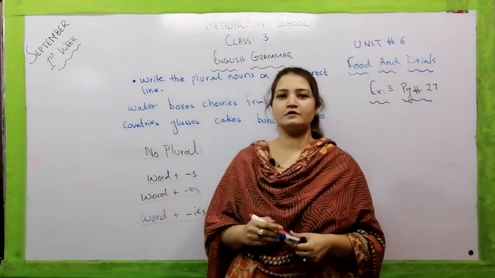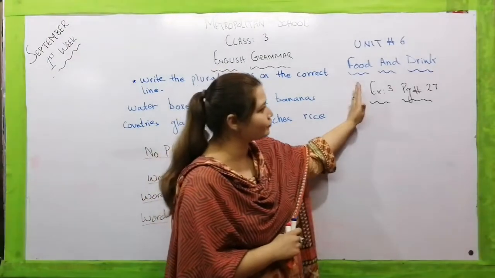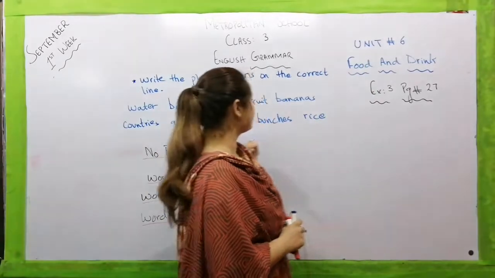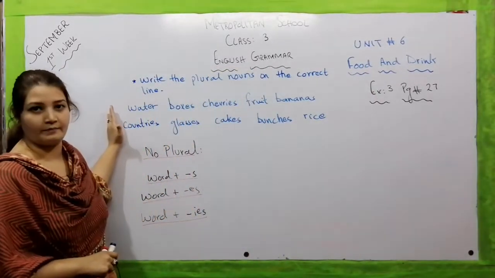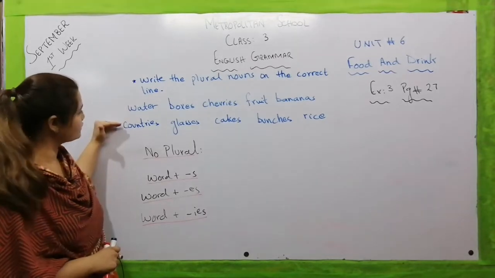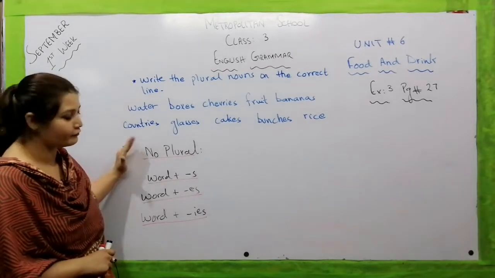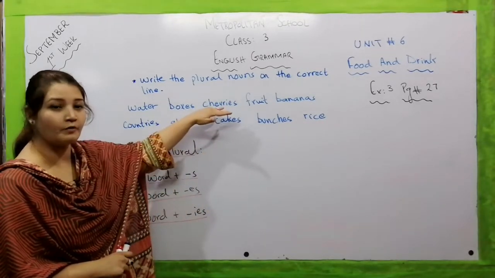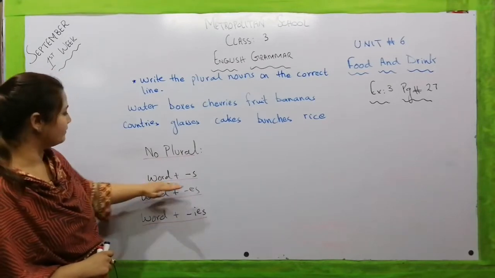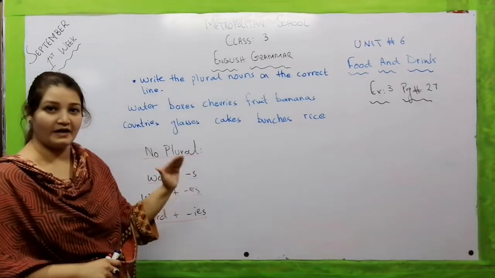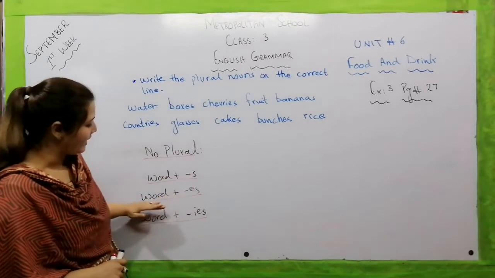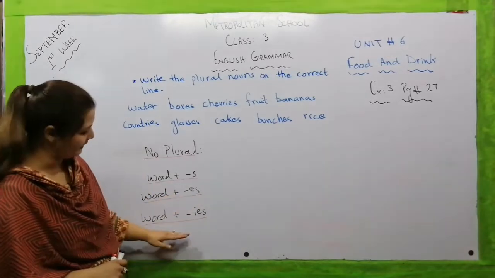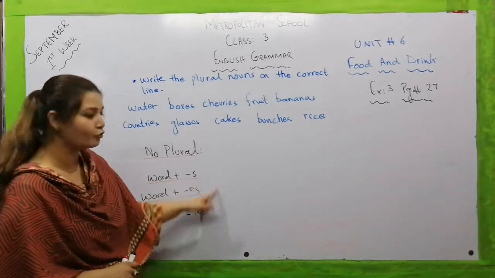Alright kids, now let's move towards our next exercise, which is exercise number 3 on the same page, page number 27 of the same chapter, food and drink. In this exercise, some words are given here. We have to put these words into different plural groups. The first group is no plural, where we have to write the singulars. We have to find out the singulars from these words. The next group is word plus s, those words which end with the letter s, and then those words which end with es, and then those plurals that end with ies. So these are some groups of the plural.